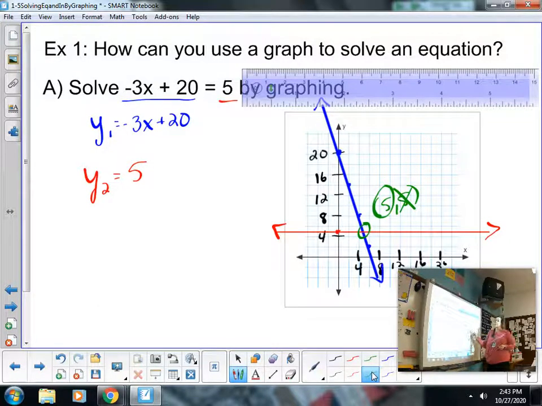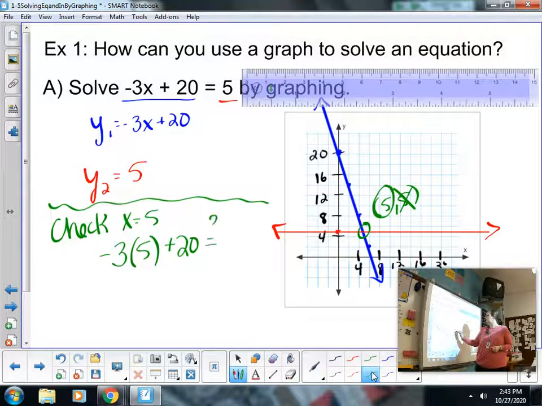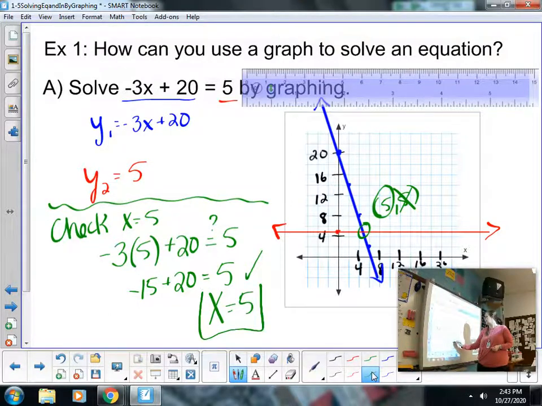To check that 5 actually is the solution for x, we would plug it in. So if I want to check that x is actually equal to 5, I want to go back to the original and check that negative 3 times 5 plus 20 is in fact equal to 5. Negative 3 times 5 is negative 15. And negative 15 plus 20 is in fact 5. So therefore, x equals 5 is my solution to this equation.